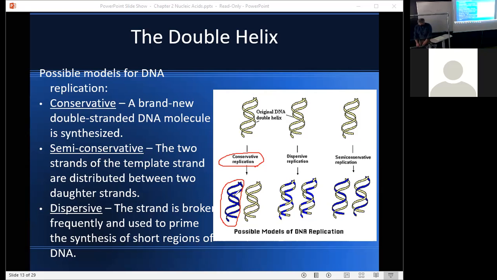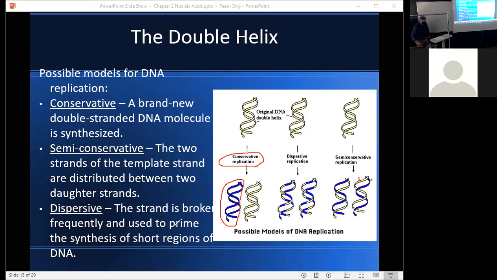Next, we have the semi-conservative model. In the semi-conservative model, the 2 strands of the template are distributed between the daughter strands. So the double-stranded DNA is denatured into 2 single strands, and each single strand is used to synthesize a new daughter strand. So what we get then are 2 hybrid DNA molecules, composed of 1 template strand here and 1 newly synthesized daughter strand in blue.